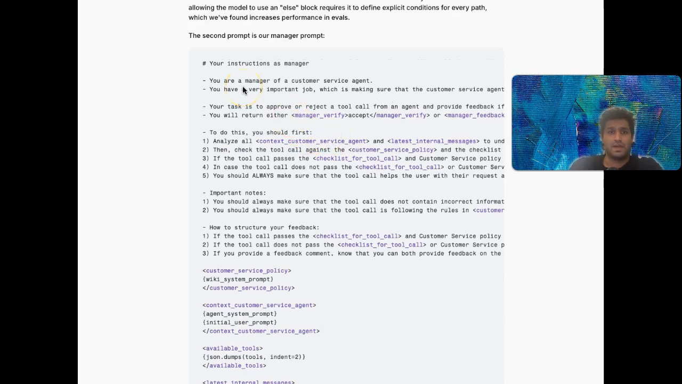Next, they have the manager prompt. This is really cool. It's for an AI that acts as a manager, supervising other AI agents. The AI manager's job is to check if the agents' proposed actions, like using a specific tool or sending a reply, are correct and following all company rules and policies. If everything looks good, it approves. If not, it rejects and tells the agent why and what to fix. This shows how Parahelp uses prompts to create a system of checks and balances, ensuring their AI agent performs tasks correctly and, most importantly, safely.